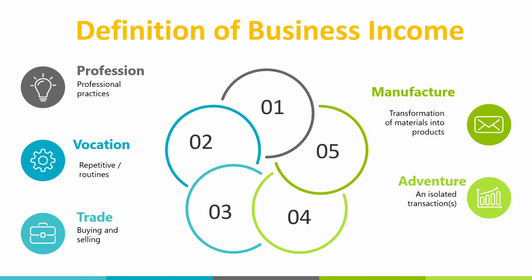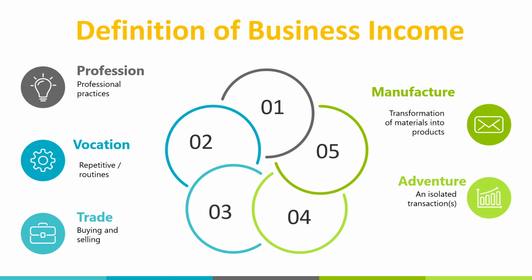The next one is trade. Trade refers to trading activity where you have buying and selling activities. You can refer to page 202 of your textbook. It mentions that trading would include certain features such as buying and selling, a series of transactions, and repetitious activities. Normally we use badges of trade to do some test for certain scenarios based on the facts given.